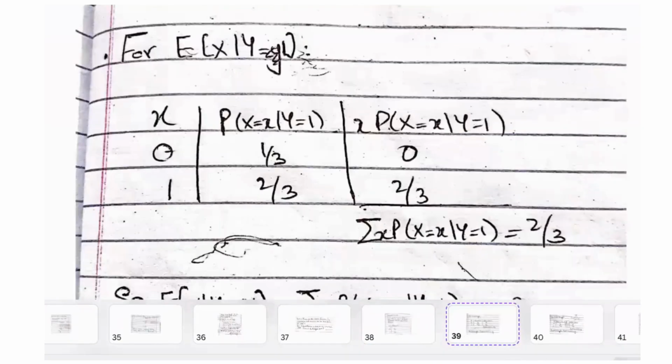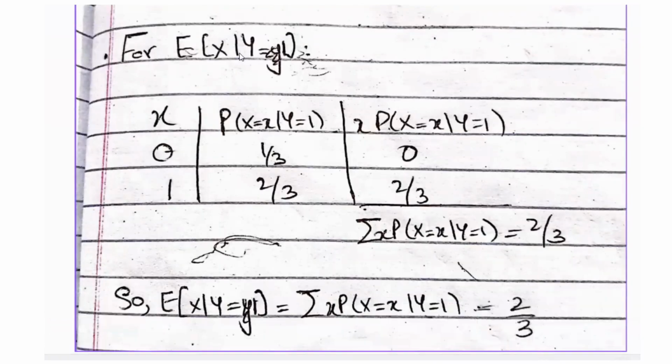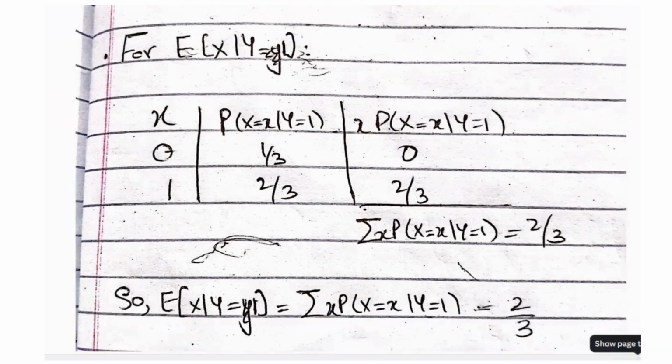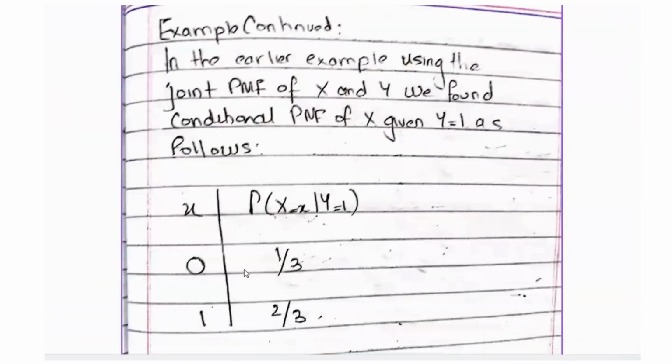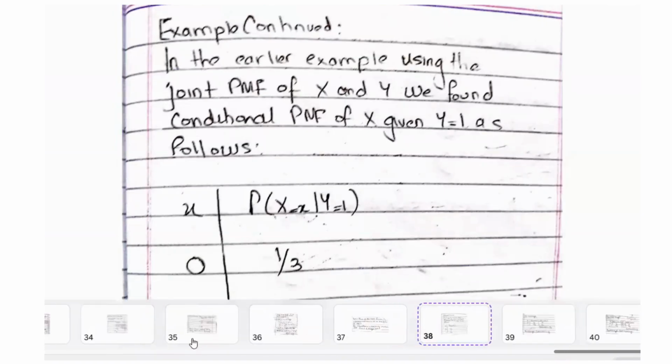Now let's use this conditional PMF to first find expected value of x given y is equal to 1. So we know this is just simply going to be, since we have its conditional PMF, summation over all x of x times probability x is equal to x given y is equal to 1.